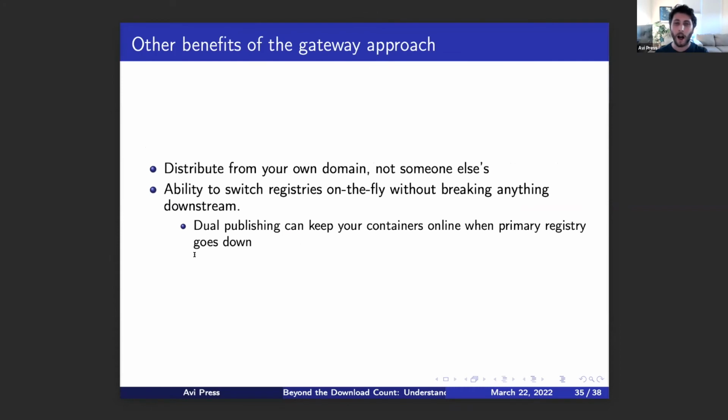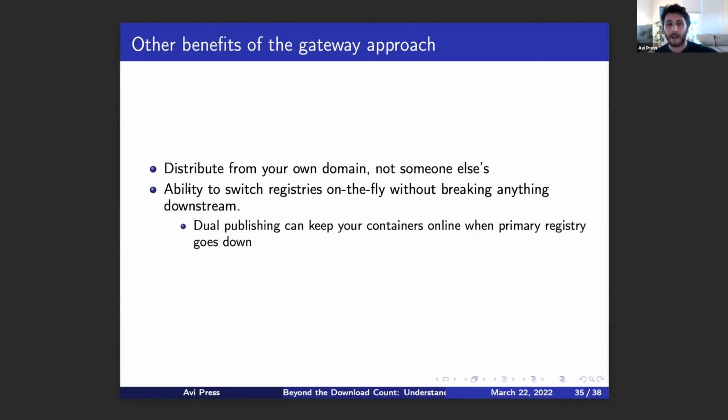Great. So another benefit of the gateway approach is that, as I said before, you can just start distributing containers from your own domain, not someone else's. If you were distributing on Docker Hub, as of last November, Docker Hub is rate limiting your users, unfortunately, and there's really nothing those users can do about it except pay Docker money. Do you see any of that money? No. Are they selling your software essentially without including you in that transaction? I would argue yes.